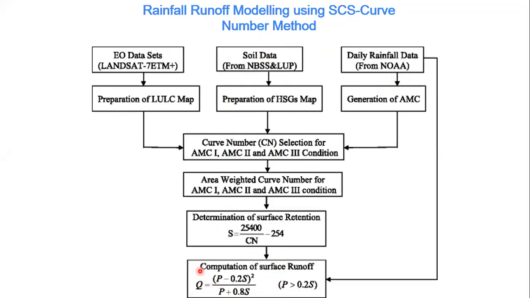So in order to do that, we first download the Landsat data and prepare the LULC map. Or we can directly download the LULC map of MODIS, etc. Then we have to download the soil data from either NBSS or FAO, and we have to get the rainfall data either from stations or from satellite data.